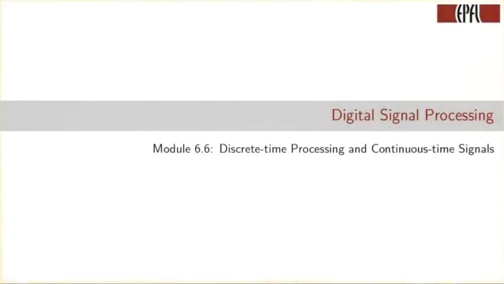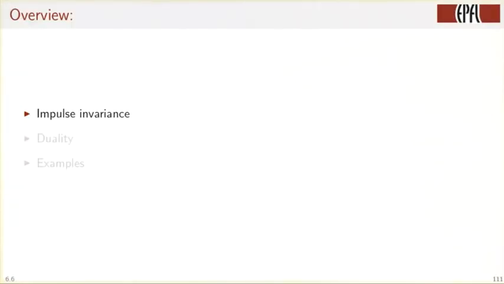Module 6.6: Discrete Time Processing and Continuous Time Signals. The overview is that we're going to look at the impulse invariance between a continuous time system and a discrete time system. This is extremely important because it allows to compute a continuous time convolution, for example, using a discrete time convolution. This is a very common application of discrete time signal processing. We'll show the duality when we can compute a discrete time convolution in continuous time and discuss a few examples.